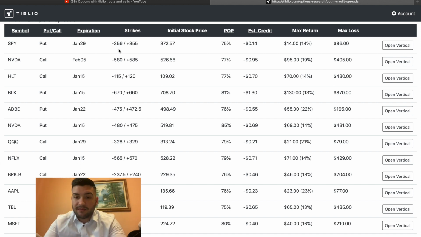Now this is a strike price. Minus 356 means that you're gonna short it. You're gonna sell that contract, and then you're gonna buy this one, the one that says plus, to cover your position. This, I guess, is the price the stock is at right now. So they say it's at 372. This is your max return.